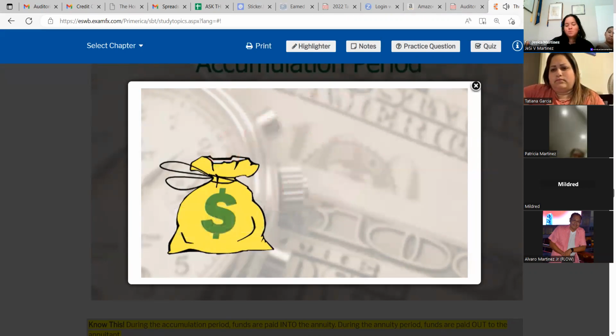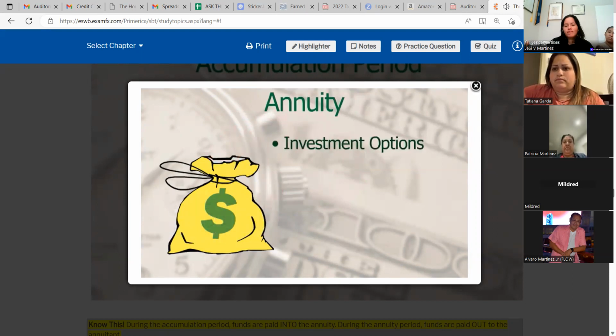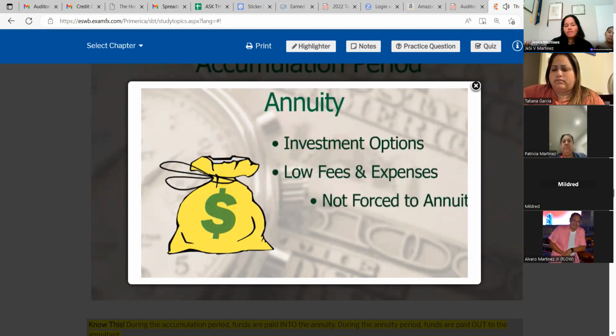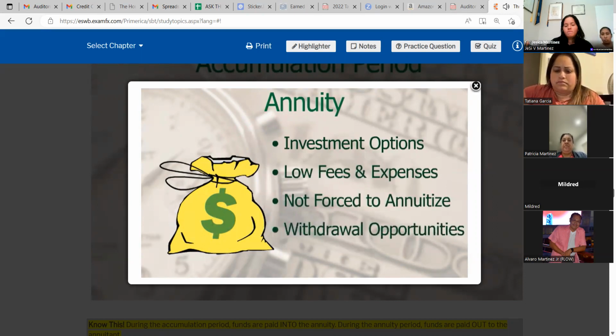Generally, investors should design an annuity plan that provides them with many investment options, low fees and expenses, does not force them to annuitize the contract, and provides reasonable withdrawals to be made throughout the accumulation period.